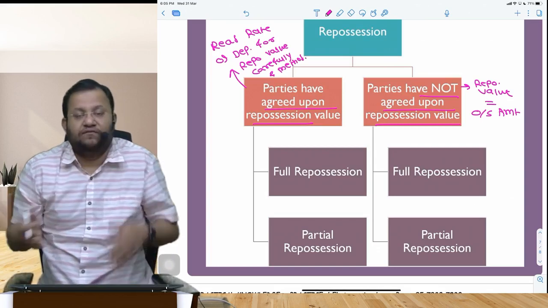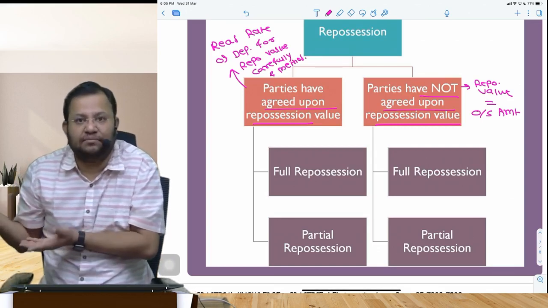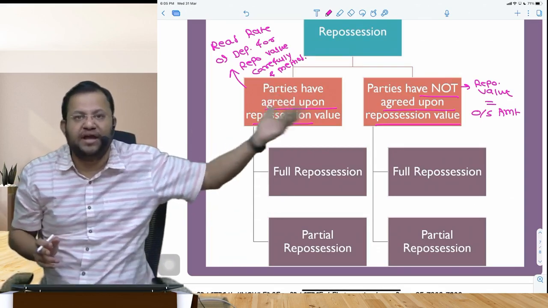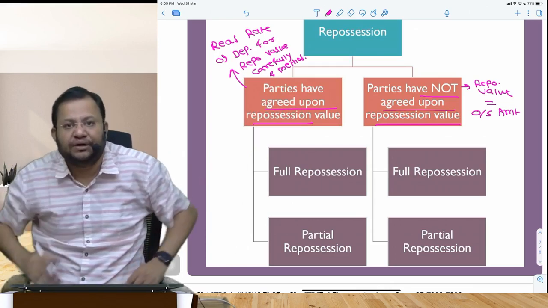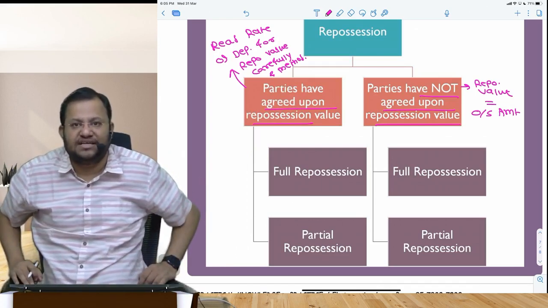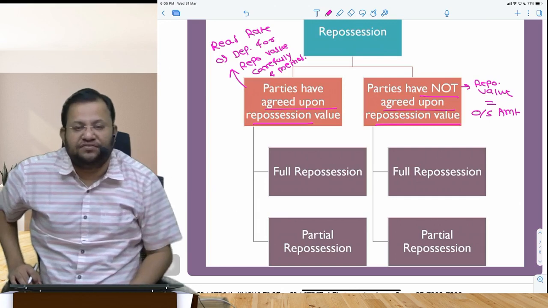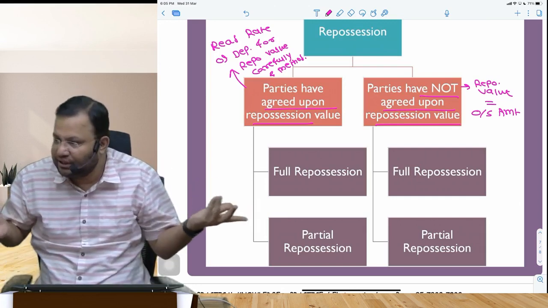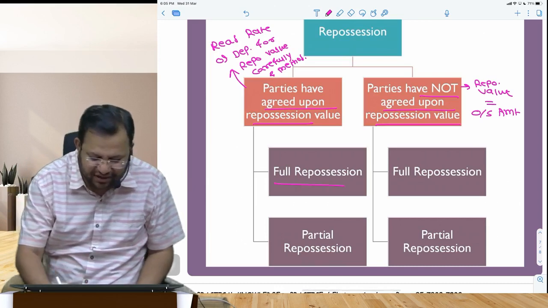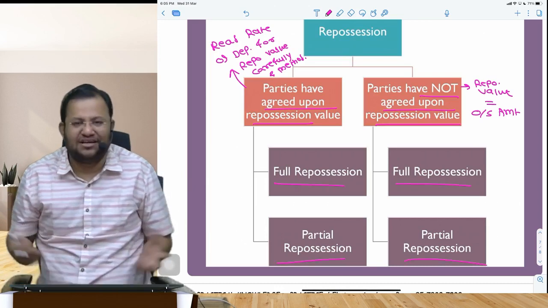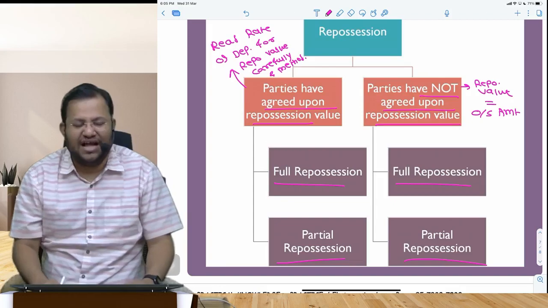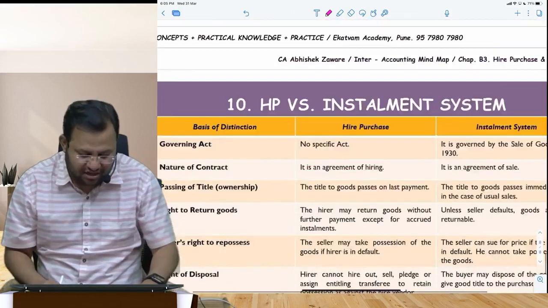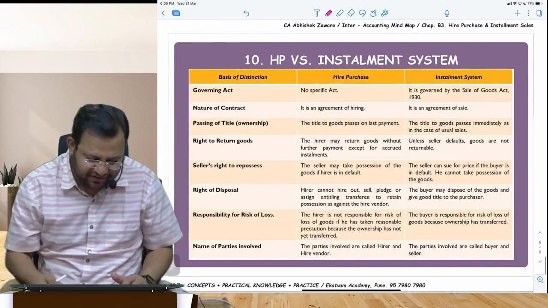SLM, for your book value you may have SLM, but for repossession value you may have WDV. For your book value rate may be 10% per annum SLM, for purpose of repossession value rate may be 20% per annum WDV. It can be anything to anything. It can be either full repossession or it can be partial repossession. You should read the question as to understand whether it is a full or partial repossession. This is a theory difference.